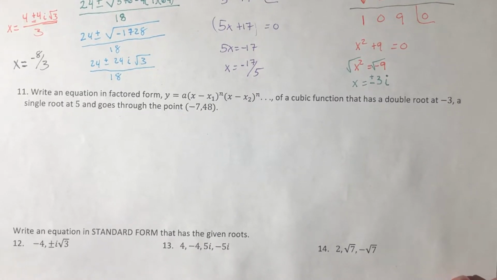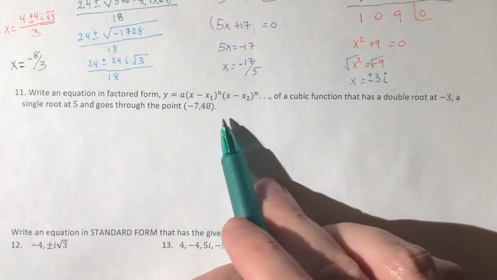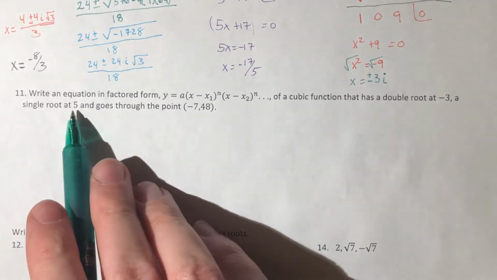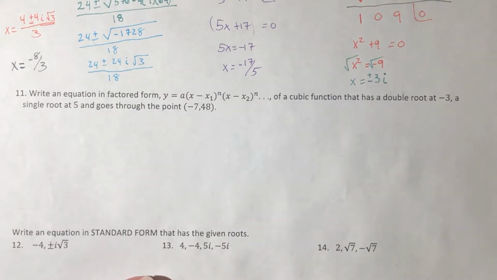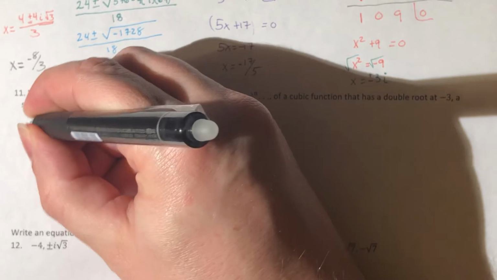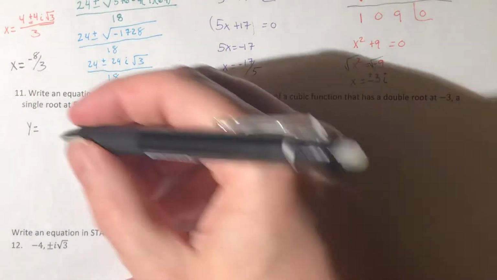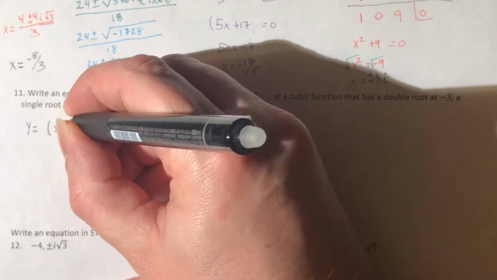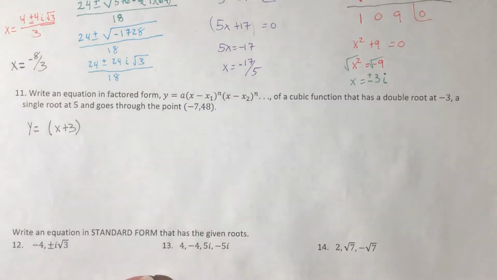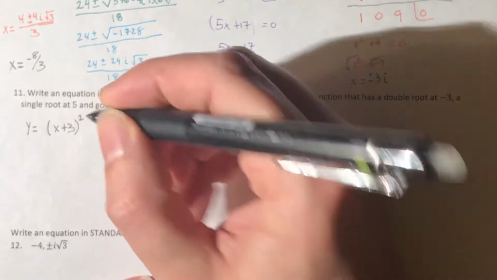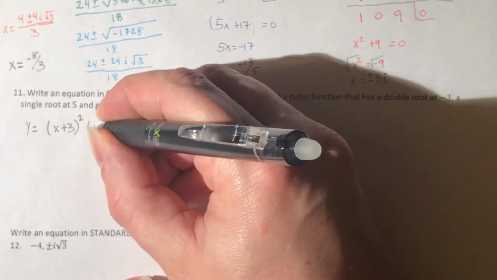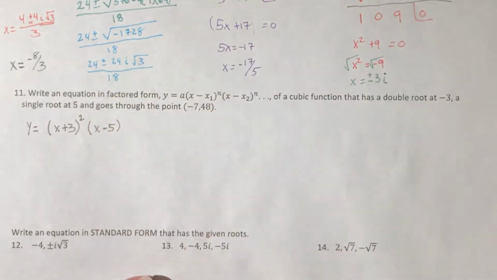So for 11, we are told that we have a double root at negative 3 and a single root at 5. So we can start just with our equation of that. So I have y equals a double root at negative 3. Well, the factor there would be x plus 3. To show I have a double root, or a root with multiplicity of 2, I square it. And then a single root at 5, so that factor is going to be x minus 5.